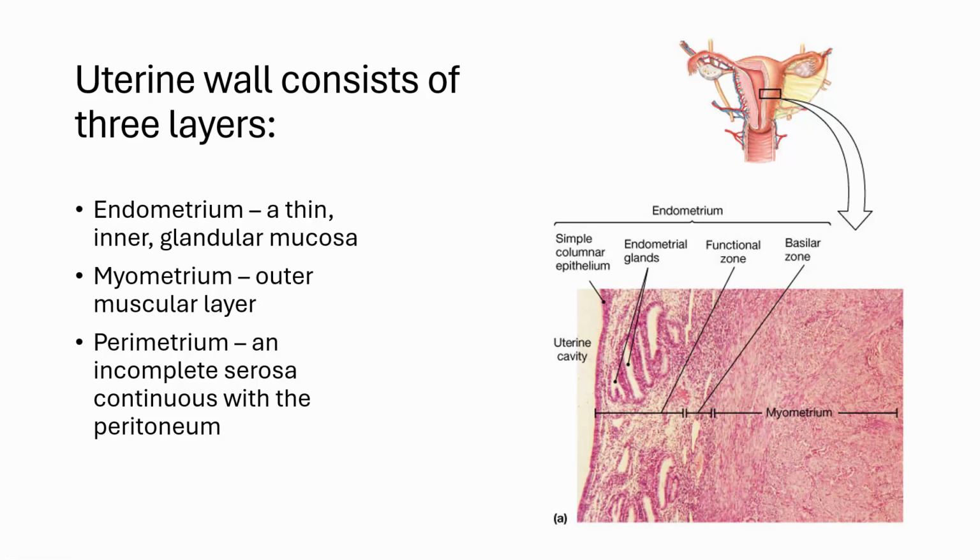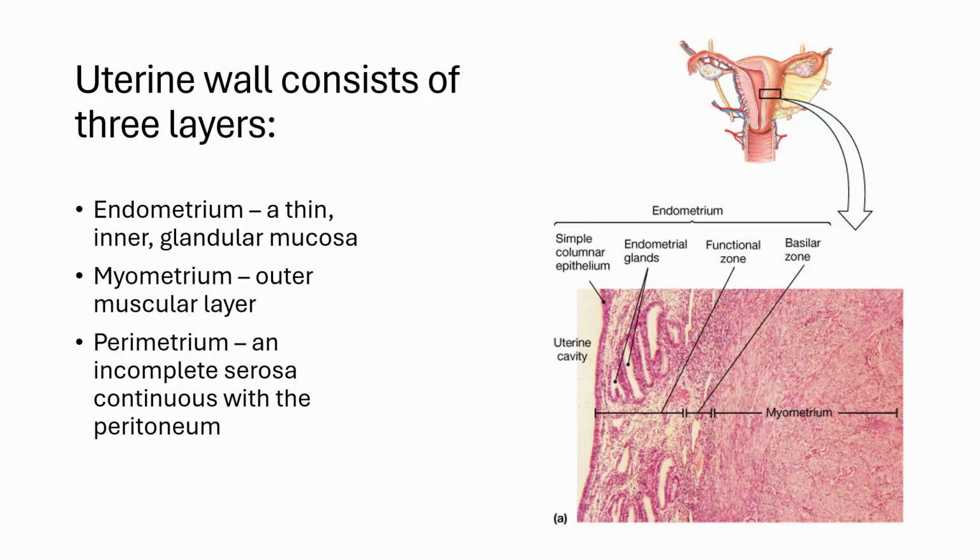Now, the uterus, the uterine cavity, I should say, is going to be made up of 3 layers. You have the endometrium, which of course endo means inside, so that's the innermost layer. It's a thin inner glandular mucosa, and this is the area that, through hormonal secretion, is going to build up and then break down and shed during a menstrual cycle.